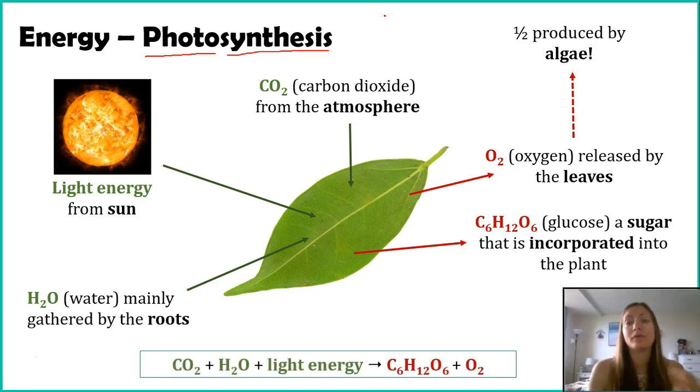Now, just to summarize all of this, the thing that just popped up at the bottom of this slide is just an overview of this equation. So we have carbon dioxide plus water plus light energy, whether that's sunlight or a lamp. And in the leaves, that creates glucose and it creates oxygen.